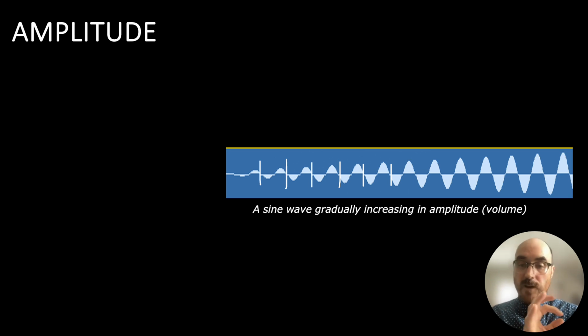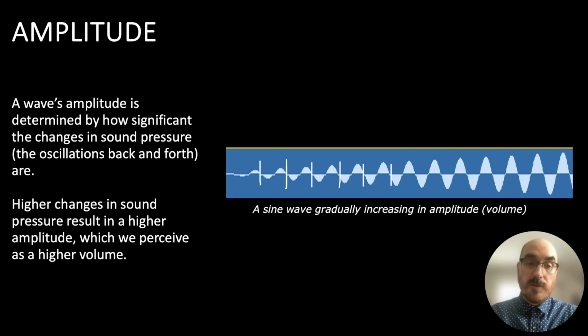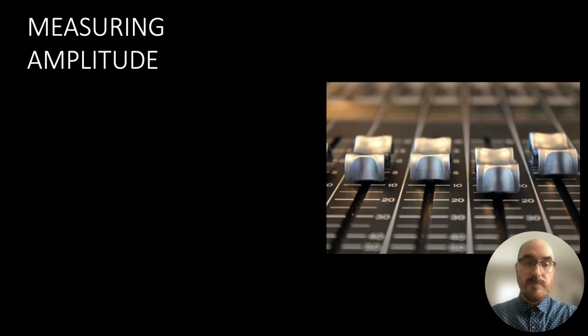This might sound like this, right? So we have it starting quiet, getting louder. A wave's amplitude is determined by how significant the changes in sound pressure are. Higher changes in sound pressure result in higher amplitudes. Going back to our compression and rarefaction, the more severely those are being compressed and then rarefacted, the higher the volume.